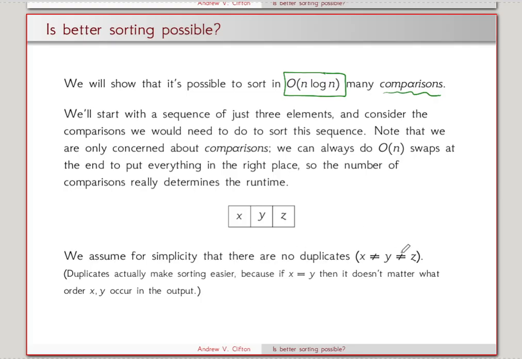I'm also going to assume that there are no duplicates. All the elements are distinct, because duplicates actually make it easier. If we have duplicates, then it doesn't matter what order you put them in. So those are my assumptions. We have 3 elements and they're all distinct, but we don't know what order they're supposed to go in.